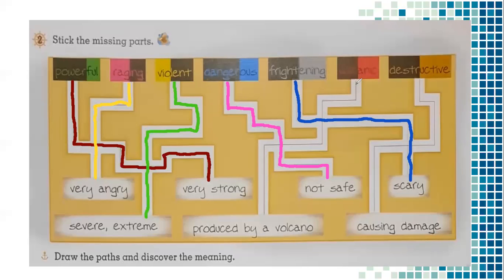Okay, volcanic, what is that? This one is something that is produced by a volcano, yeah? Volcanic, produced by a volcano. And then, okay, we have destructive. So this one is causing damage. Okay, destructive is something that is causing damage. Okay. So let's see. These ones are the definitions. Yes.